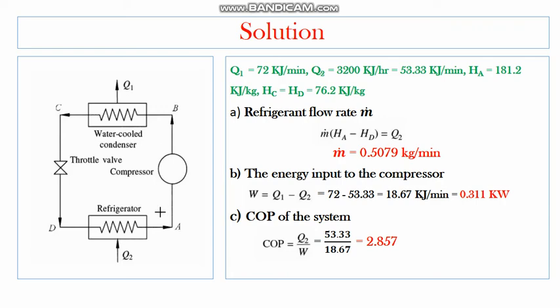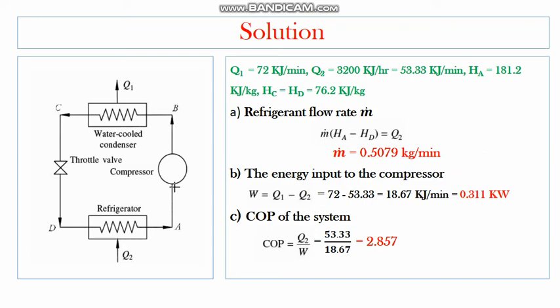Here is a diagram for your understanding. You are given Q1 and Q2 in kilojoule per hour, so I'm converting them into kilojoule per minute. HA is given, and HC equal to HD is also given. First, I want to find the refrigerant flow rate. My Q2 will be equal to m dot into HA minus HD. We know Q2, HA and HD, so if you substitute everything, you'll get your m dot.